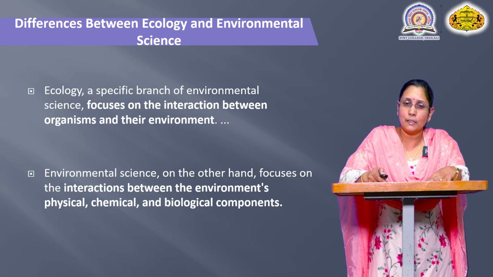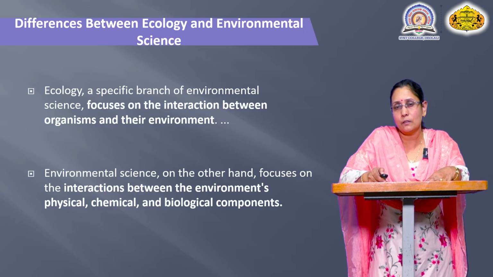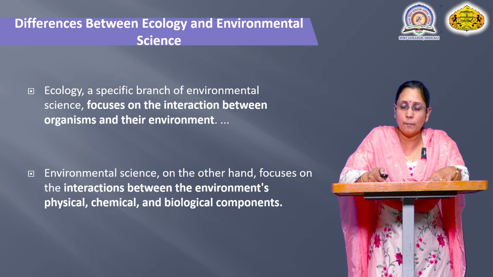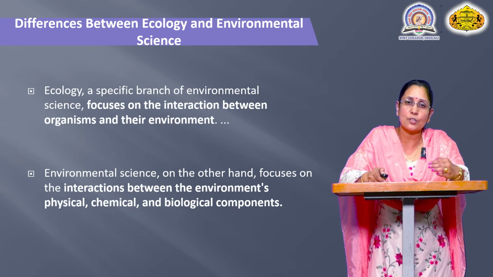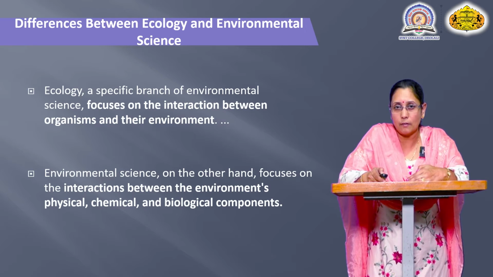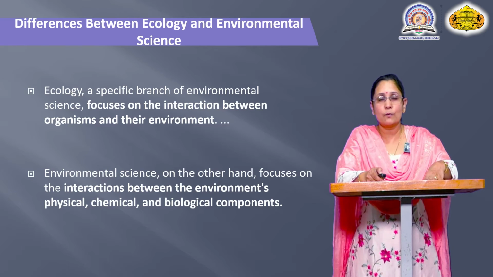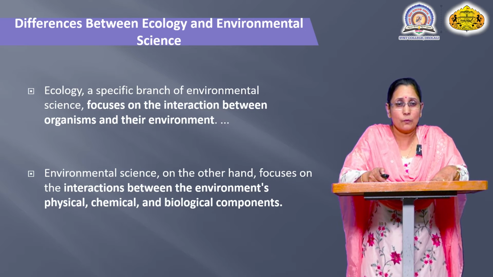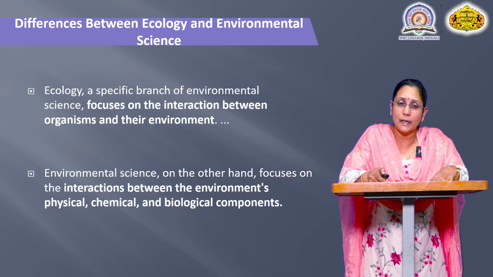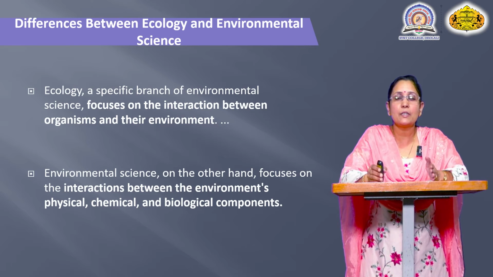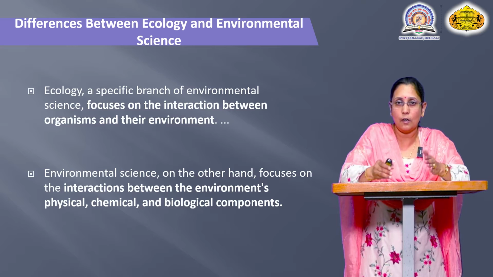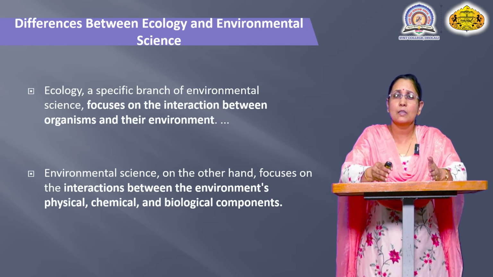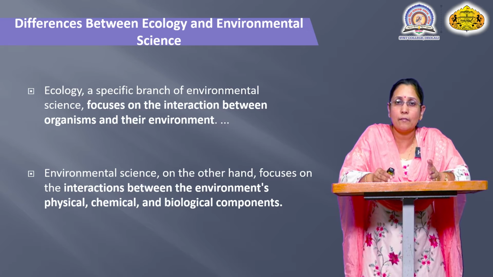Then, differences between ecology and environmental science. You can see very little difference between the terms environment and ecology. Remember one thing here: the term ecology relates to the environment, or ecology is one term which originates from the environment. So how can we distinguish between these two terms? What is ecology? It's the specific branch of environmental science which focuses on the interaction between organisms and their environment. So here we can see a limited type of study between the organism and its surrounding, meaning the study or analysis is very limited.